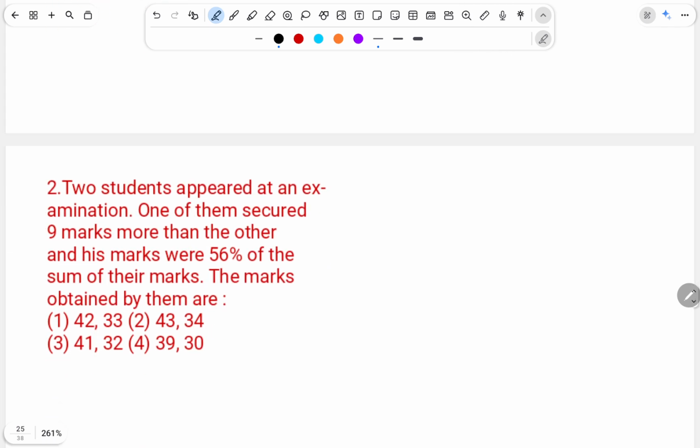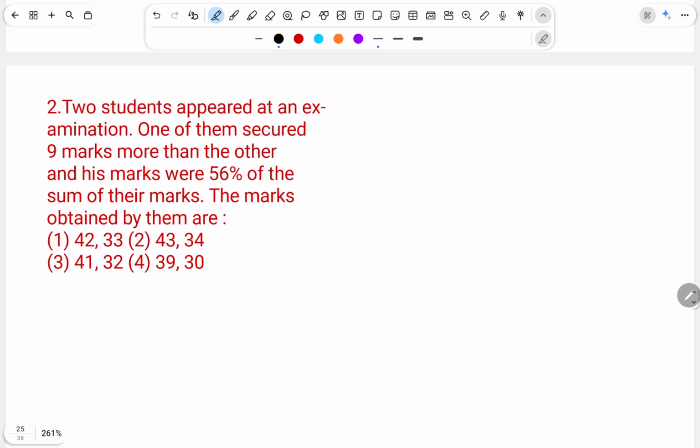Next question. Two students appeared at an examination. One of them secured 9 marks more than the other, and his marks were 56% of the sum of their marks.